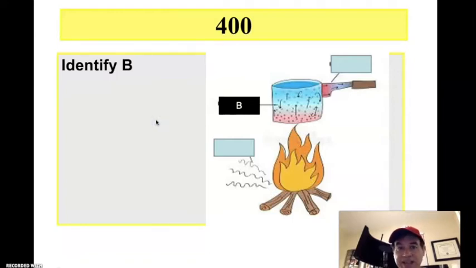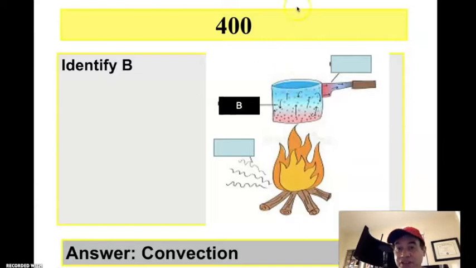But yet it's still reaching you through empty space. Number 4, identify B. So we're right here. What is going on? Would that be convection? Would it be radiation? Or would it be conduction? Answer is convection, because here you see the movement. Remember, look at the heat. Look at where the arrows are going. Yep, the direction is going upwards, but as it starts to get cold up here, it becomes much more dense and it starts to sink.